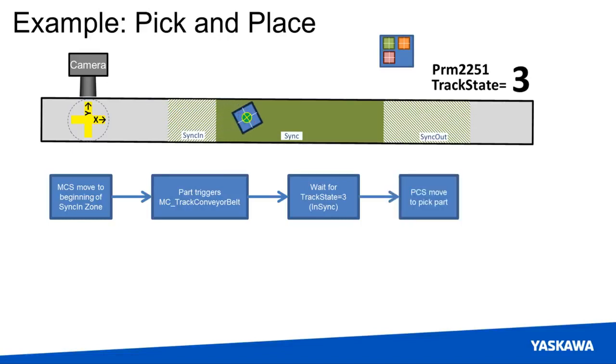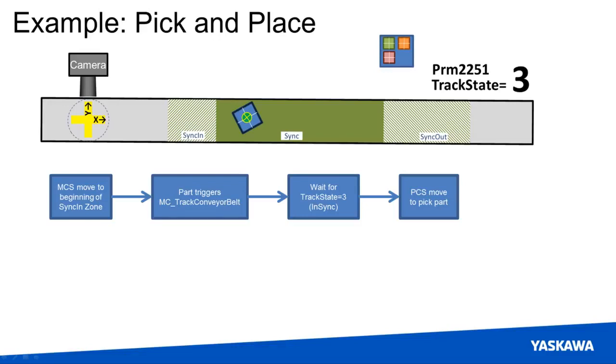And now as it's moving, we are going to do a downward PCS move. So we'll do a little pop quiz here that's not part of the presentation, but what position do we command for our move? So I want to move down to pick up that part. What position do I command a move to?